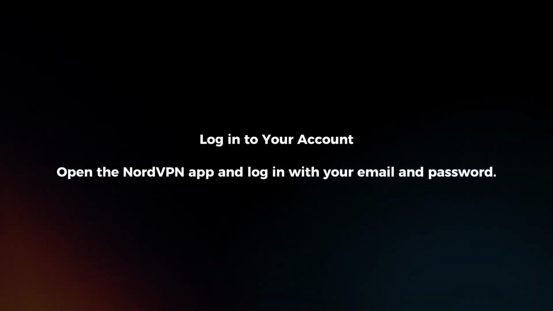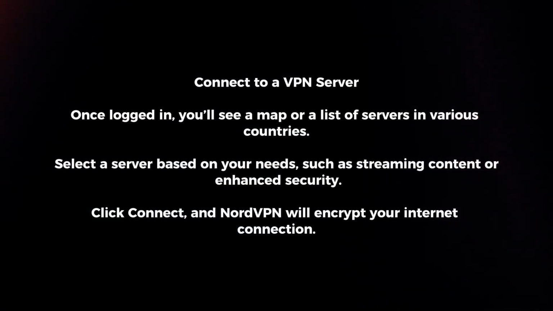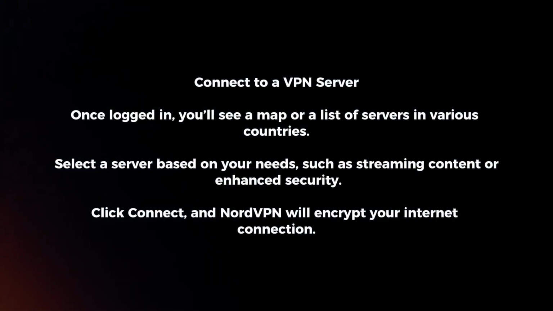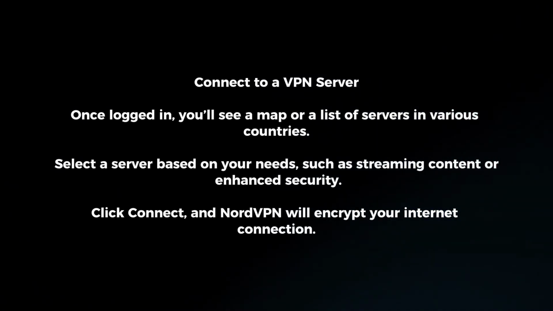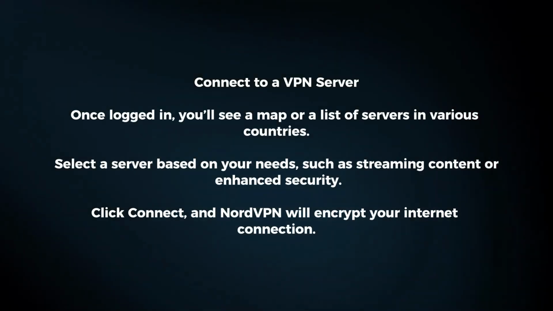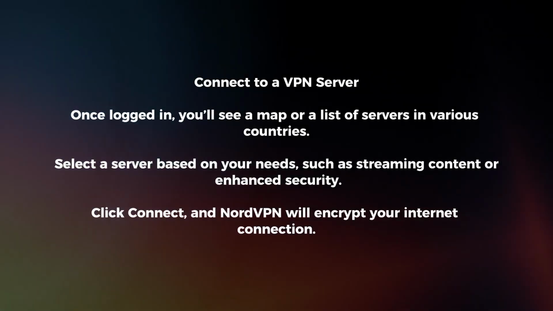Log into your account. Open the NordVPN app and log in with your email and password. Connect to a VPN server. Once logged in, you will see a map or a list of servers in various countries. Select a server based on your needs, such as streaming content or enhanced security. Click Connect, and NordVPN will encrypt your internet connection.